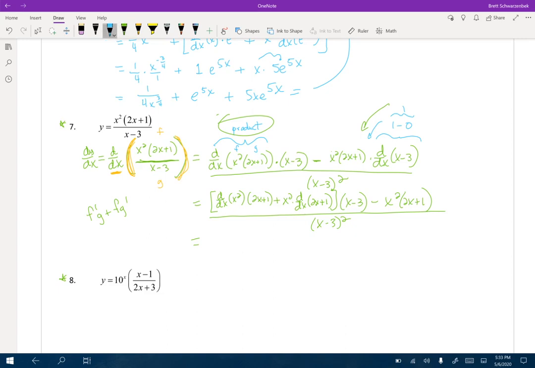So real quick, look at this. Here we have another derivative thing going on here. What's this derivative? It's 2x. What's the derivative of 2x plus 1? It's 2. So all we have to do is write out our final step here. In brackets, it's going to be 2x times 2x plus 1 plus, this 2 is just here, 2x squared. We're going to multiply that by x minus 3, minus x squared times 2x plus 1, all over x minus 3 squared. And this is your derivative.